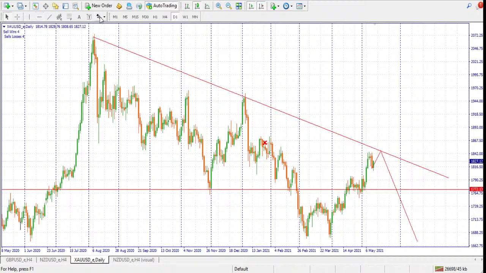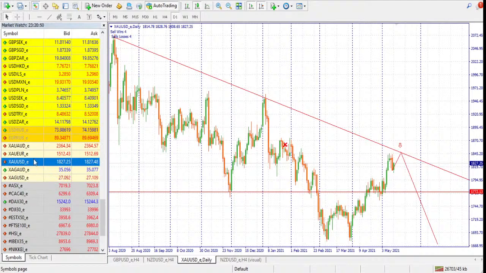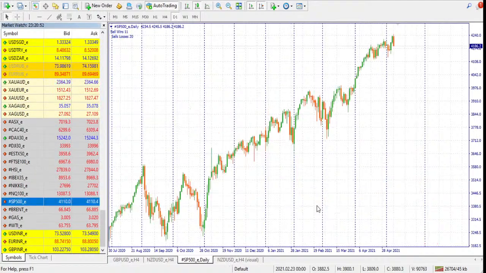So if you sell along the upper trend line, this level here, then the best place to take your profit from is around 1772.13. The next symbol which I want us to look at is SP500.